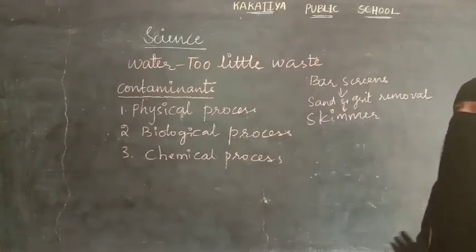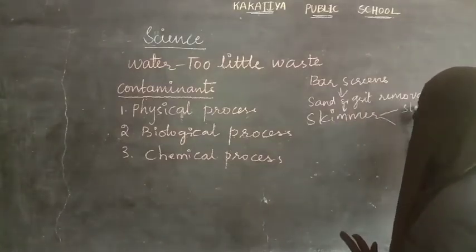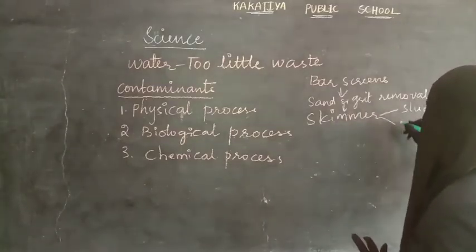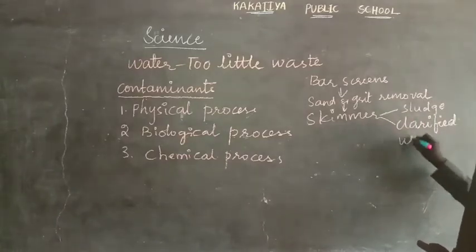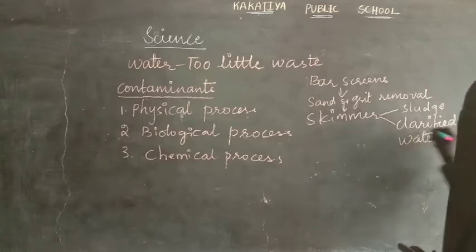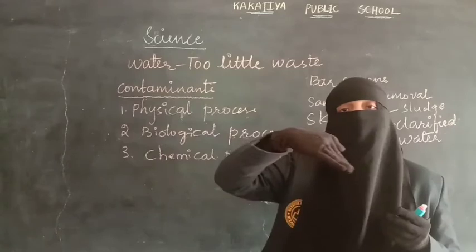So here we get two types of things: sludge as well as clarified water at this stage. So how do we get this sludge and clarified water? Let us see. In this skimmer, we have a tank which is sloped towards the middle.